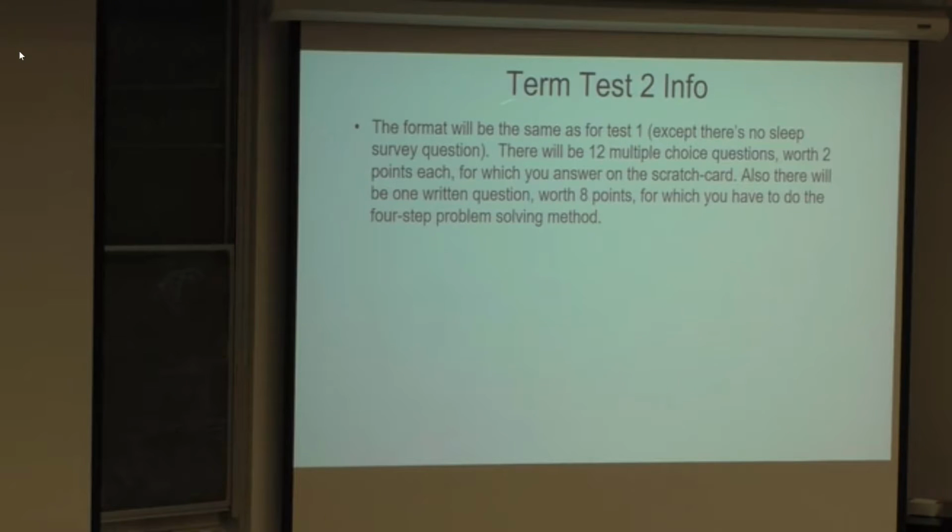The format is exactly the same as it was for test 1. There's going to be 12 multiple choice questions with the scratch and sniff. You have to find a little star underneath each question for 2 points each, maximum. And then you have one written question where you have to do those 4 Akina steps and get 2 points for each step.